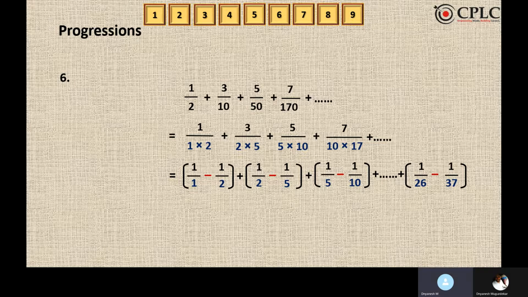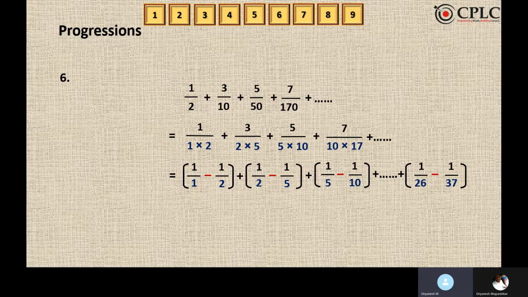Again, same story. Just separate out the denominators and put a minus sign. So for first term, we'll do 1 upon 1 minus 1 by 2. That is 1 minus half, which is half. Then 1 by 2 minus 1 by 5 will get 3 by 10. Then 1 by 5 minus 1 by 10 will get 5 by 50. Then 1 by 10 minus 1 by 17 will get 7 by 170. And 1 by 17 minus 1 by 26 will get 9 by 17 into 26. And lastly, for the sixth term, we'll get 1 by 26 minus 1 by 37, which is 11 upon 26 into 37.